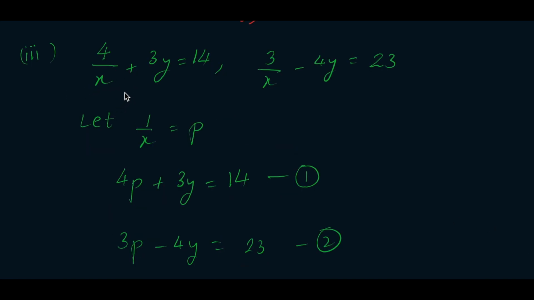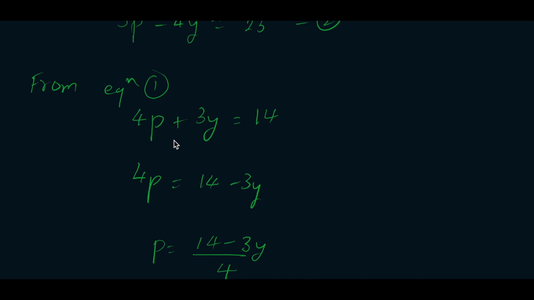Now let us see our third question. Here our equation is 4 by x plus 3y equals 14 and 3 by x minus 4y equals 23. Now when you see the equation, you see that y is already in the linear equation form. So you don't need to substitute anything for y. But our x is in denominator. So what we do is we will take 1 by x equals p and let y be the same. So our two equations become 4p plus 3y equals 14 and 3p minus 4y equals 23.